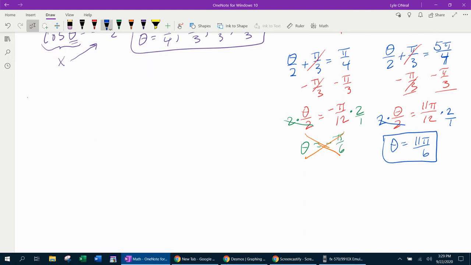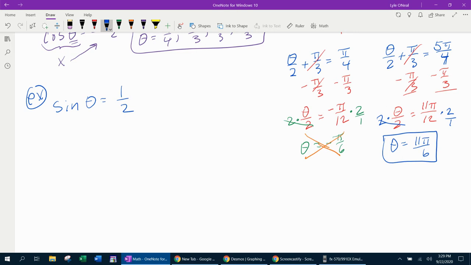Next example, we're going to have sine of theta equals a half. And this time it says solve the equation, give a general formula for all of the solutions, and then list 6 solutions. So now they want the general solution as well as the first 6 solutions, okay?